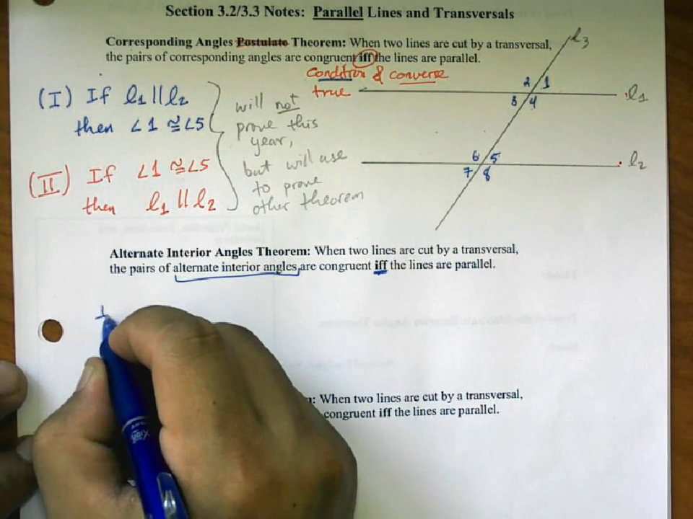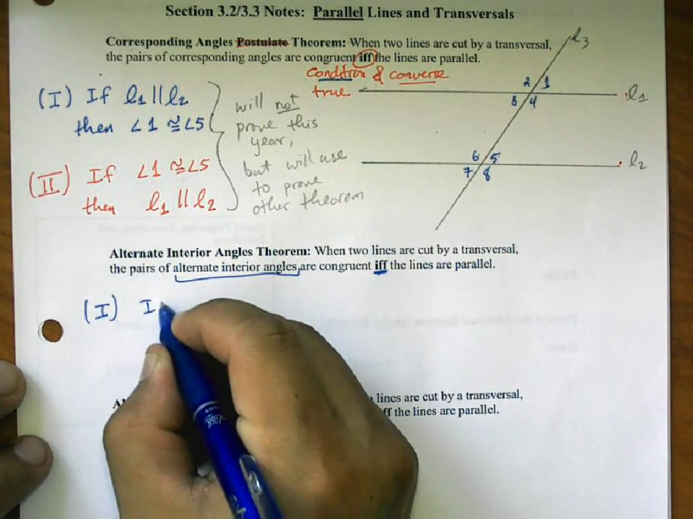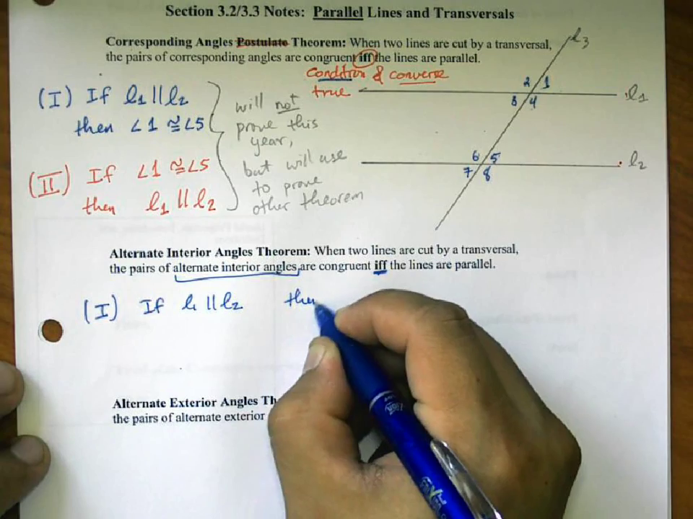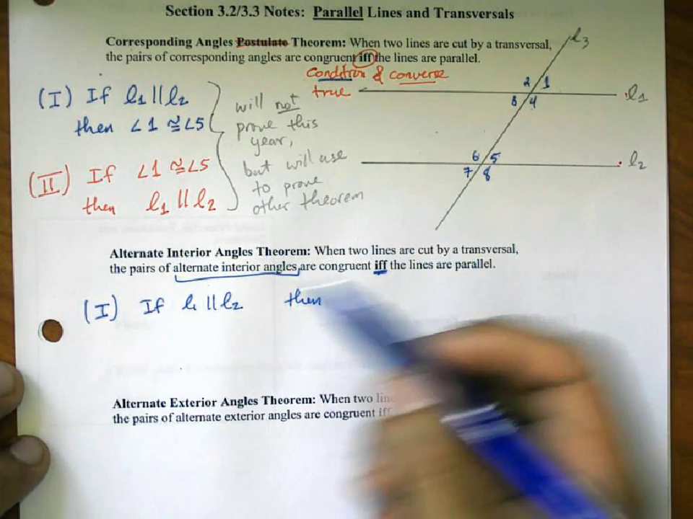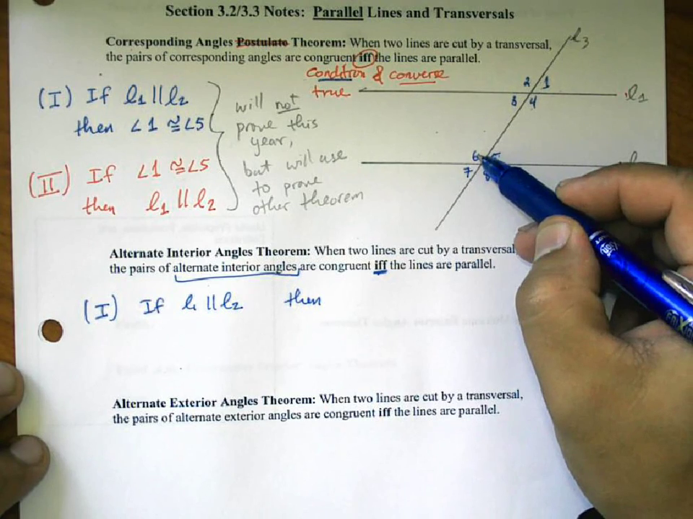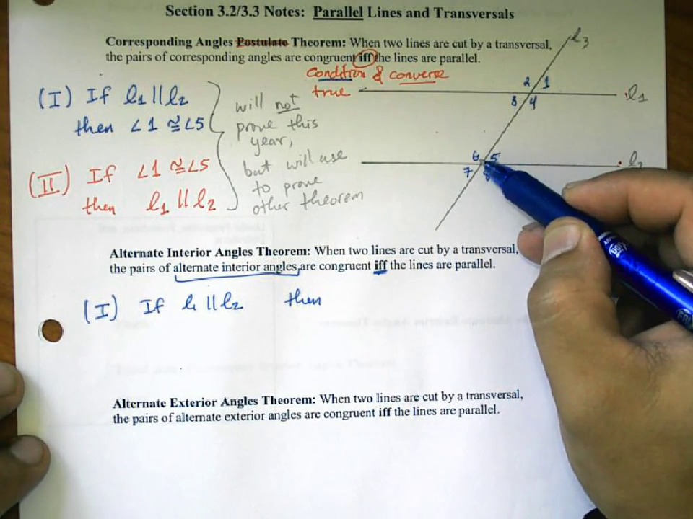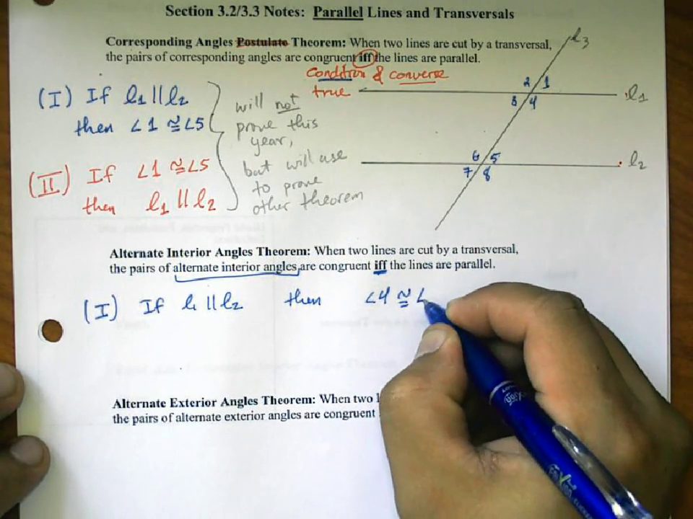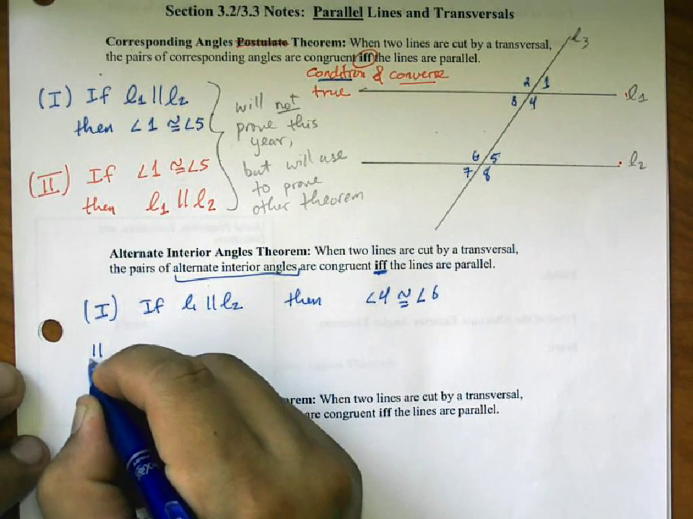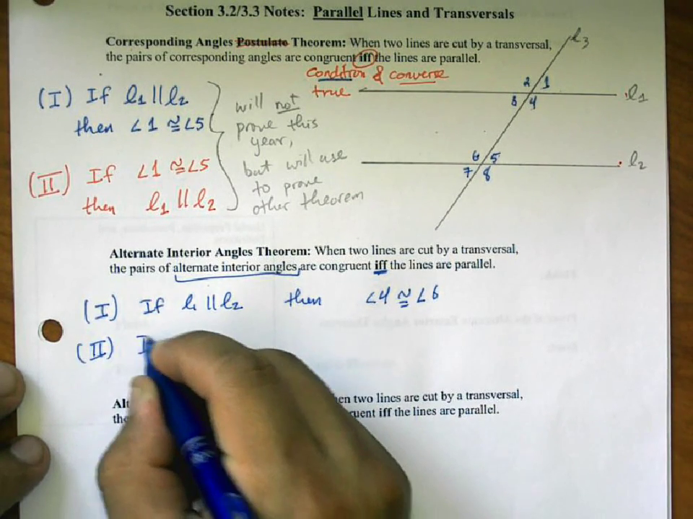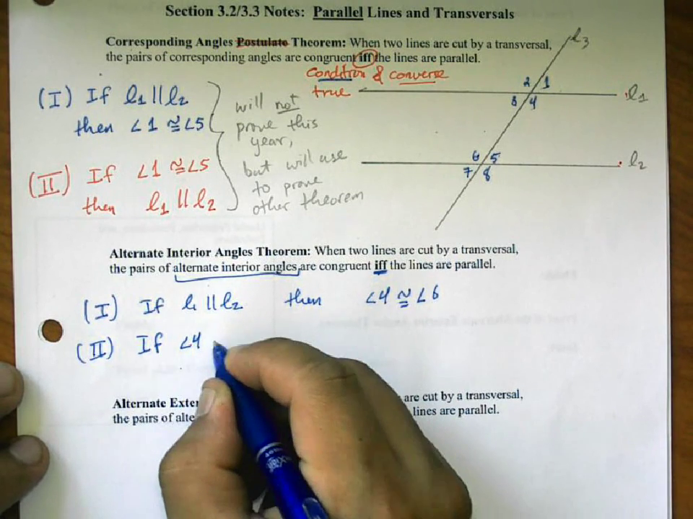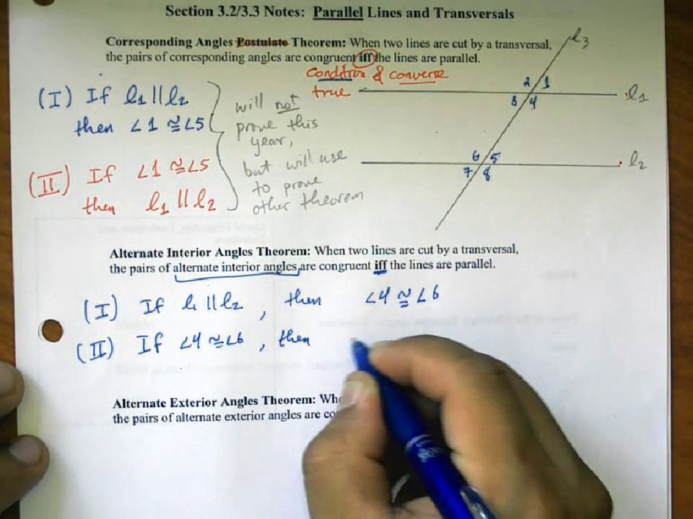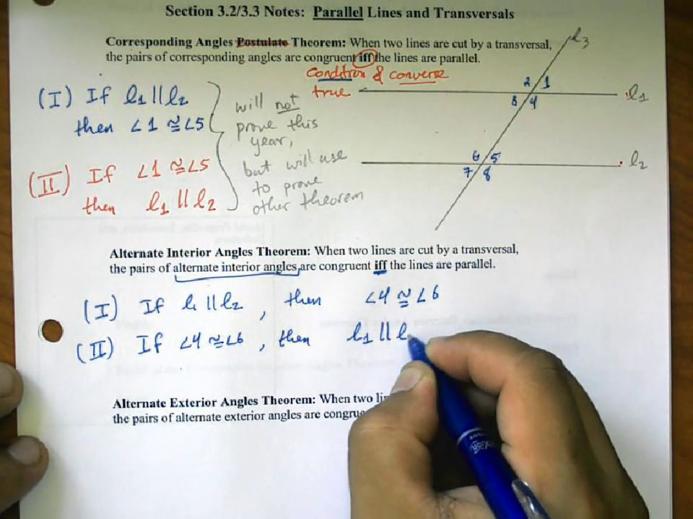Okay. So part 1 of this, not surprisingly, is saying if line 1 is parallel to line 2, then alternate interior angles. Well, what are those? 4 and 5. You could also, 4 and 6. You could also go with 3 and 5, but again, it doesn't really matter. Angle 4 must be congruent to angle 6. And part 2 then is saying the converse. If angle 4 is congruent to angle 6, then line 1 is parallel to line 2.